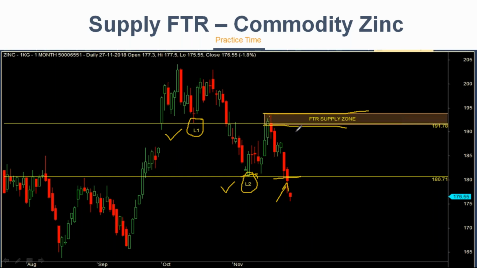In this case, I have taken only lower wick to upper wick. I don't want to take the full base. It's too big for me. So purposefully I took it that way. That's my choice.